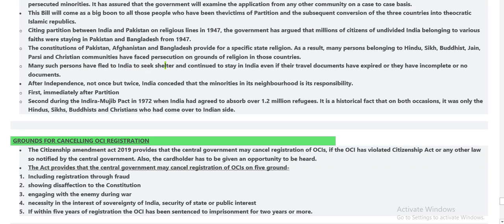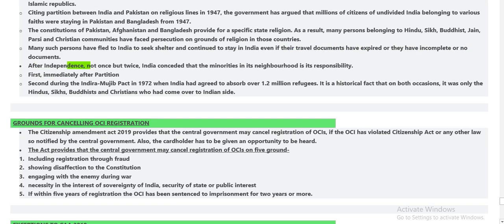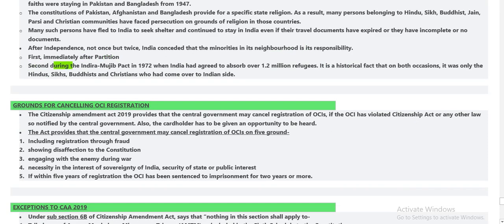As a result, many persons belonging to Hindu, Sikh, Buddhist, Jain, Parsi and Christian communities have faced persecution on grounds of religion in those countries. Many such persons have fled to India to seek shelter and continued to stay in India even if their travel documents have expired or they have incomplete or no documents.